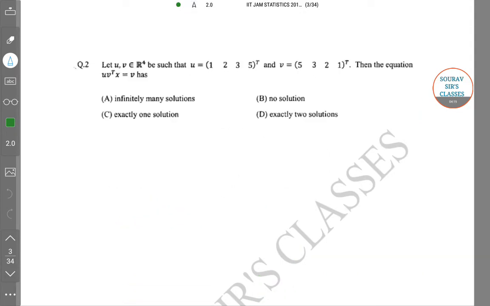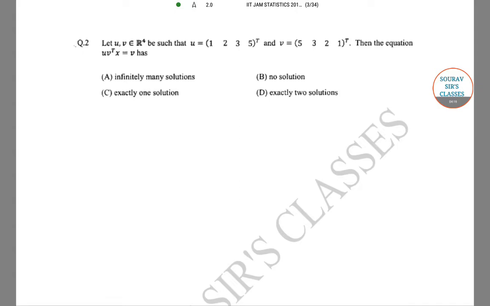Let us move on to the next question. The next question says, let U, V belong to R4 such that U is 1, 2, 3, 5 transpose and V is 5, 3, 2, 1 transpose. So you are given two vectors in R4 and you have been given an equation U V transpose X is equal to V, and we have to find how many solutions does this equation have.